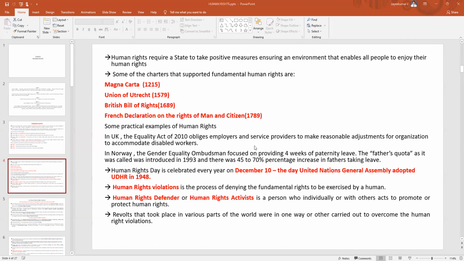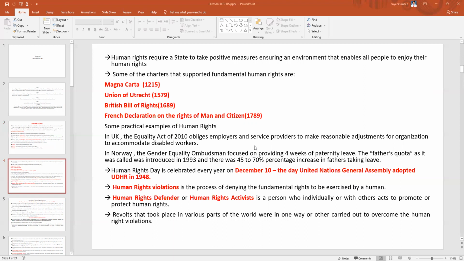Some practical examples of human rights are: in the UK, the Equality Act of 2010 obliges employers and service providers to make reasonable adjustments to accommodate disabled workers. So people with disability were given very prime importance in the UK Equality Act of 2010.